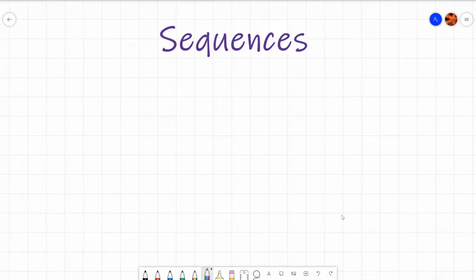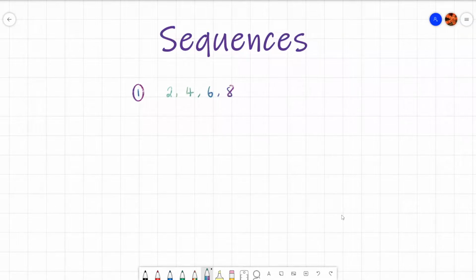Sequences. In today's lesson, we will be looking at the nth term and arithmetic sequences. So let's have a look at some sequences and see what a sequence actually is. My first example here would be 2, 4, 6, 8. Let's work out the next few terms in this sequence.